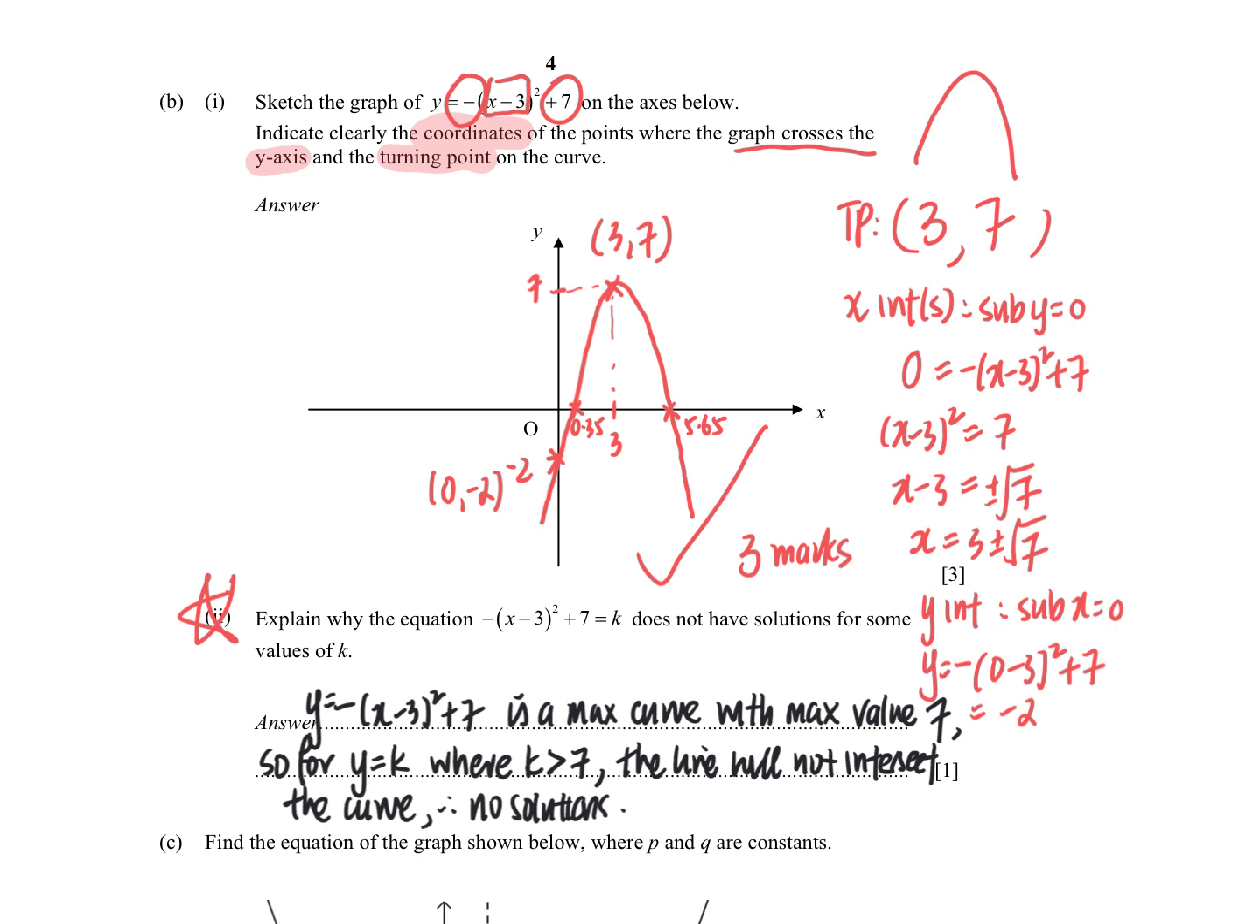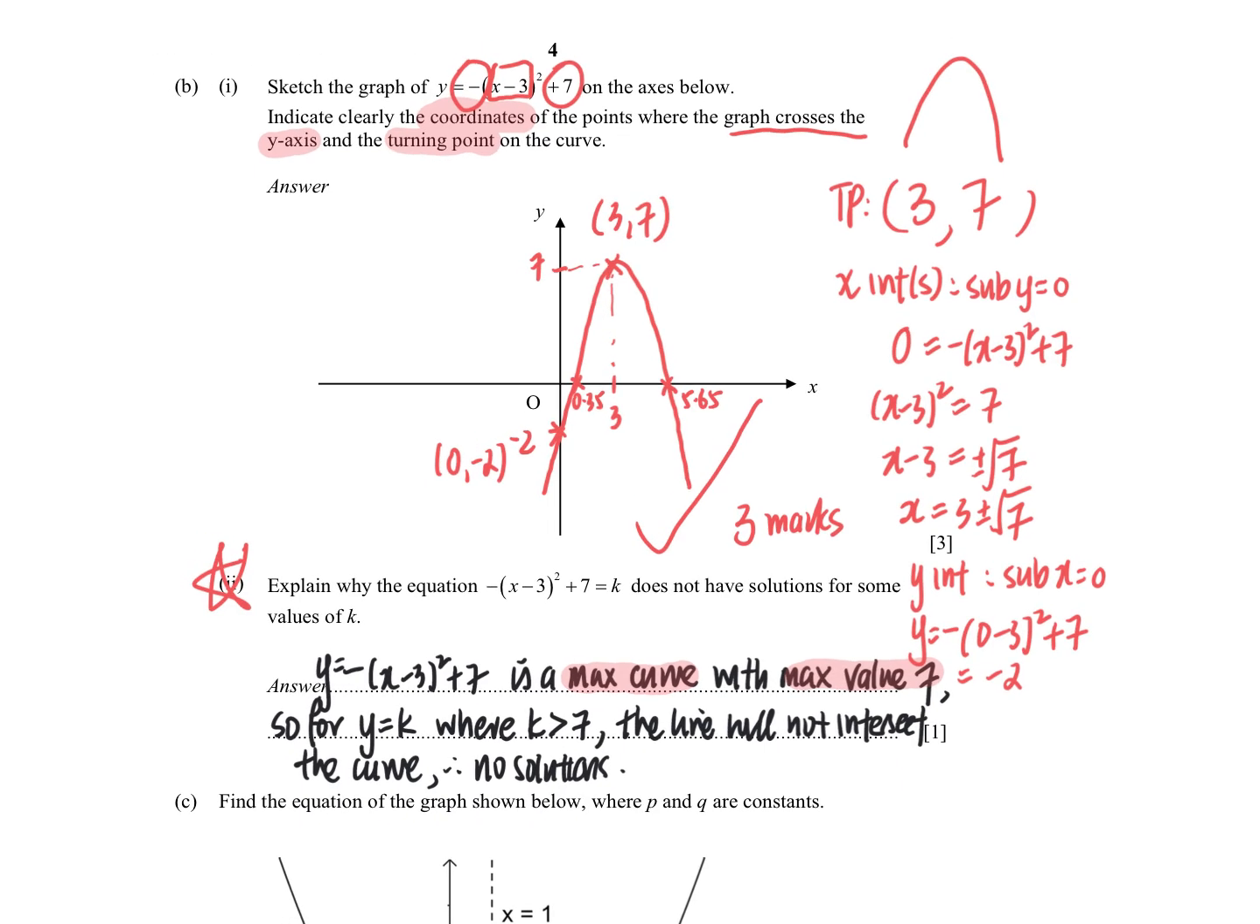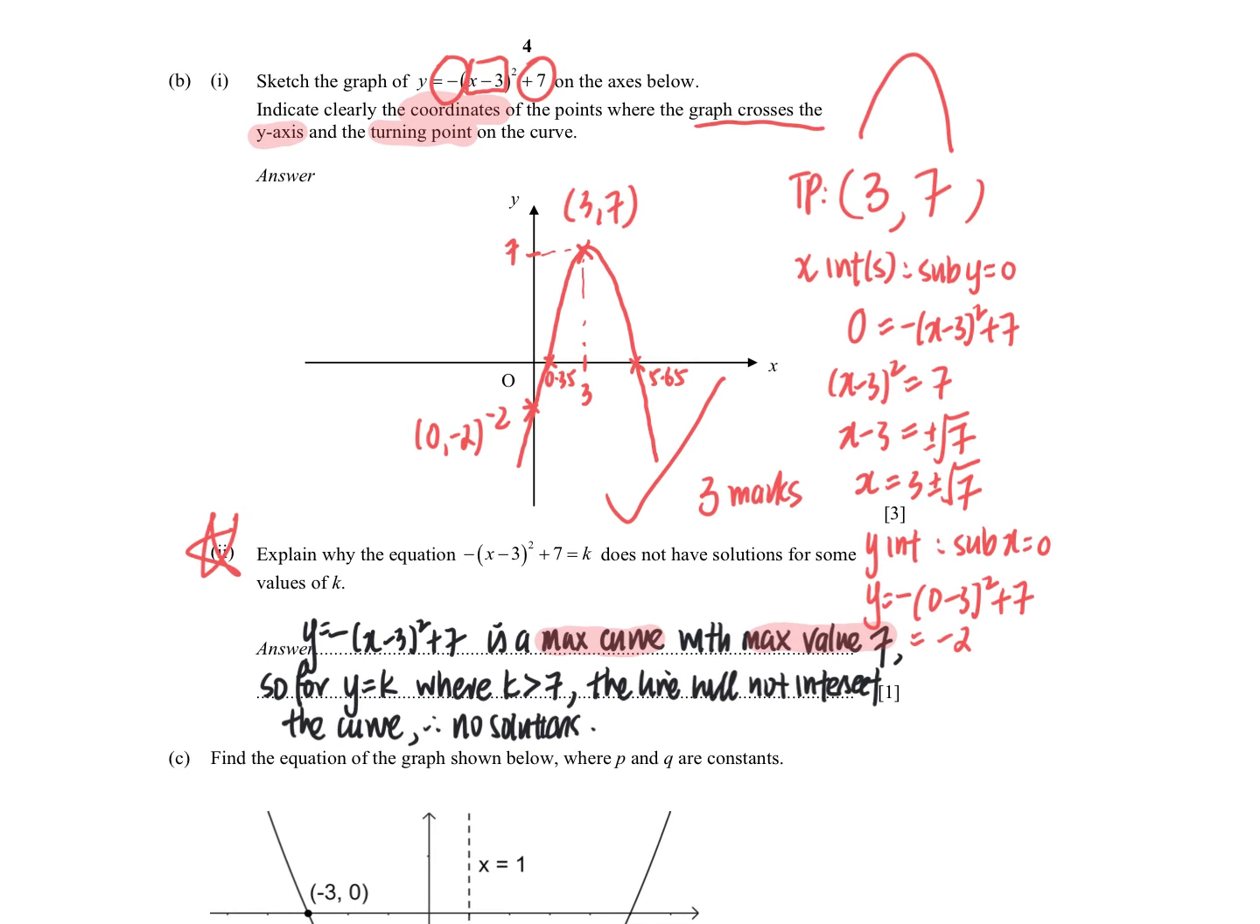Okay, so be specific in your explanation. It is a maximum curve, and then the highest value is at 7. So if you draw a horizontal line, anything above 7, it will not intersect at all. So you all are A math students. This question, you shouldn't lose marks at this question. Okay, because you should know how to explain.